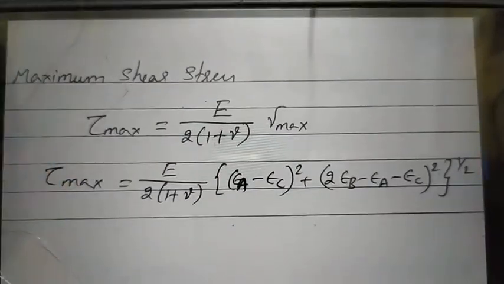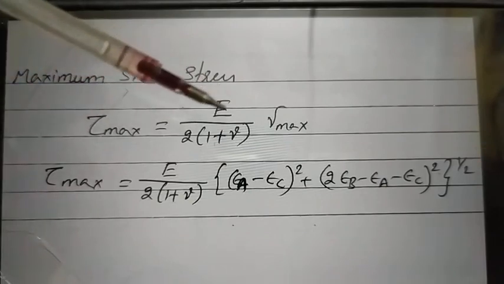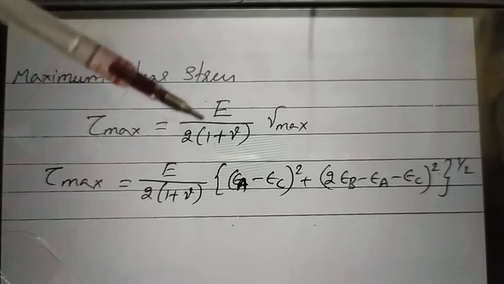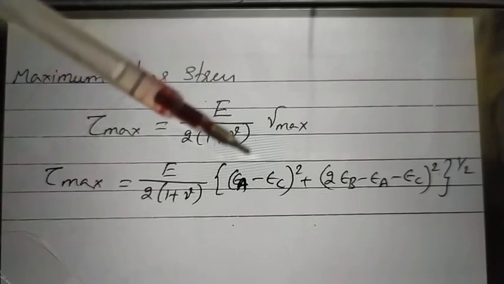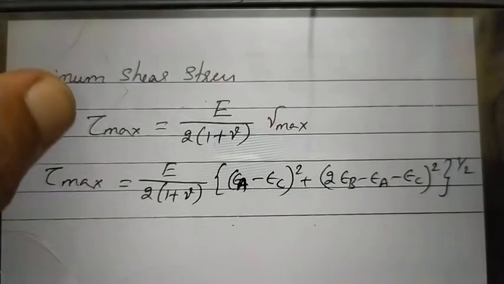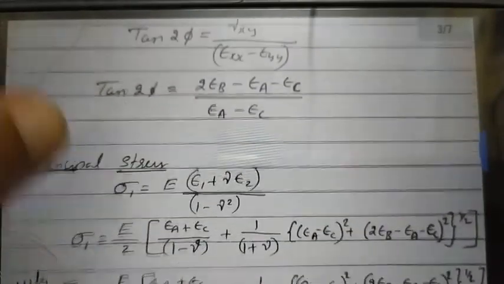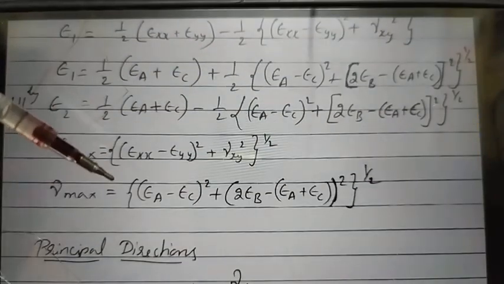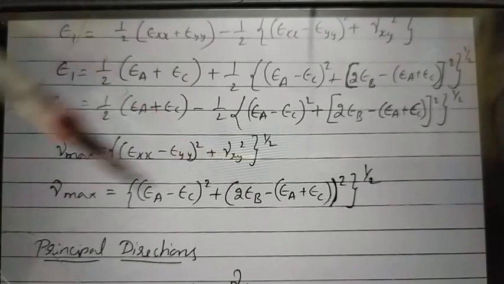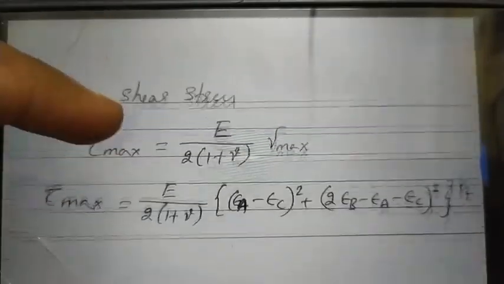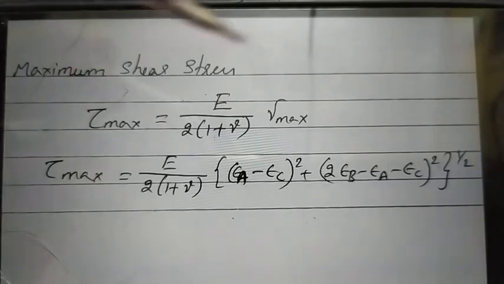Next, you are going to determine the maximum shear stress. For this you have the earlier basic equation, that is tau max is equal to E by 2 into (1 minus nu) into gamma max. Gamma max is obtained from the above equations. This is the gamma max value. You calculate this gamma max and substitute it in this equation, and you get the value.